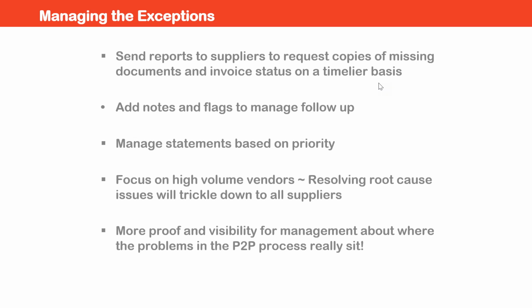What we find is, if you focus on the high volume vendors and resolve the root cause issues, they'll trickle down to all of your suppliers. High volume vendors obviously cause you a lot of problems, but you often find you've got the same problems elsewhere; it's just not as visible because they're with lower volume suppliers. If you resolve the root cause, it trickles down and helps you with improvements. And from an accounts payable perspective, you can provide proof and visibility for management about where the problems are, and demonstrate value, saying, this is what we've reconciled this month, and it shows you're being proactive in making sure the ledgers are accurate.